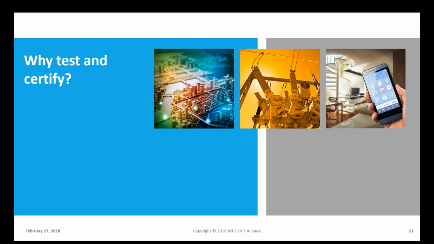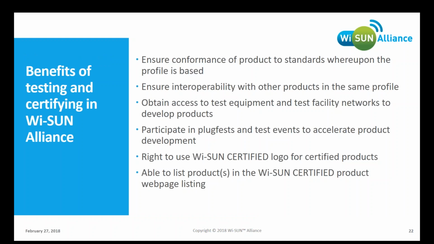In the next slide, we will try to answer the question: why should we test and certify? So the reasons to test and certify, we sorted out 6 items here. The first 2 are within the same bundle: to ensure conformance of the product to the standards whereupon the profile is based. So we mentioned some of the streamlined standards across the OSI layers. The benefit of testing is, of course, to ensure the conformance of the product to these standards which are attached to the profile, which is the FAN profile. The second item is to ensure interoperability. As we mentioned in the certification testing, there will be a component of interoperability with other products, and that ensures the interoperability of the device under test, or the implementation under test, with the reference implementations selected in the WiSUN certification program.